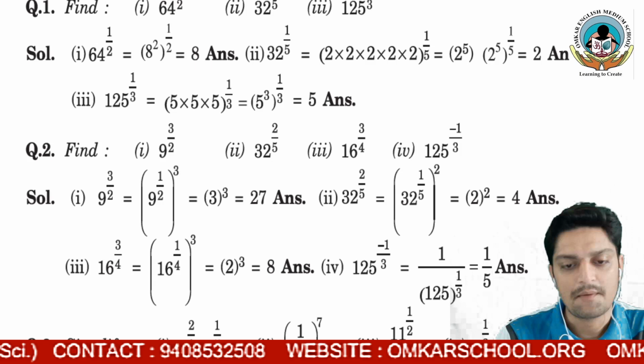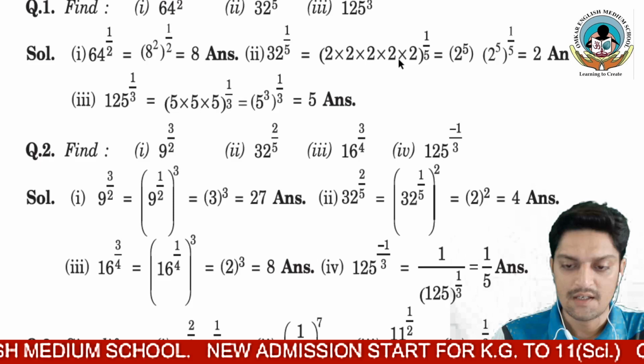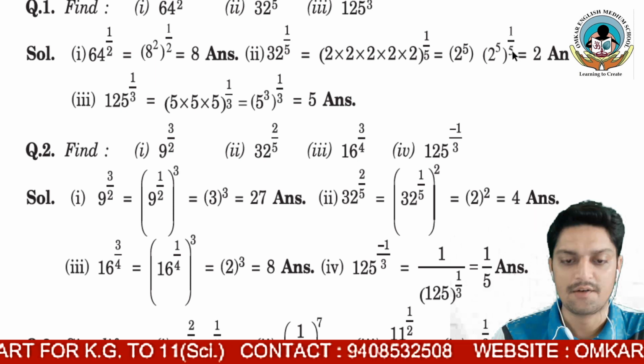Okay, so here 2 is multiplied 5 times, and you have to consider the fifth root, so 2 raised to 5, and the same thing you have to write again. 2 to the power 5 is written because there is multiplication of 2 five times, and 1 by 5 was given in the question, so the same thing we have written. Now 5 and 5 will cancel, so only 2 will remain, so 2 is the answer.